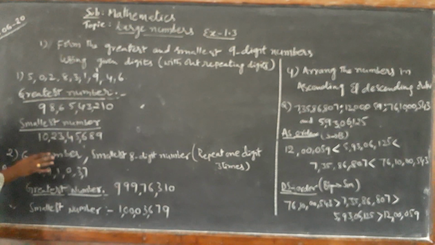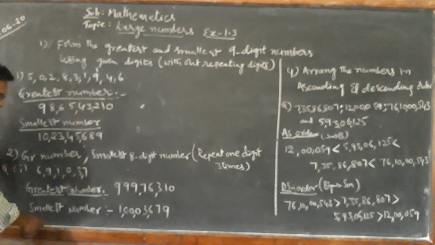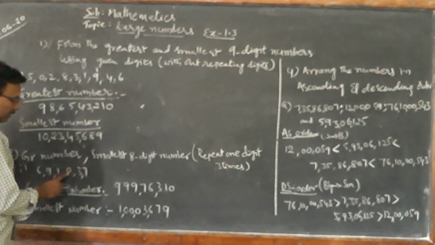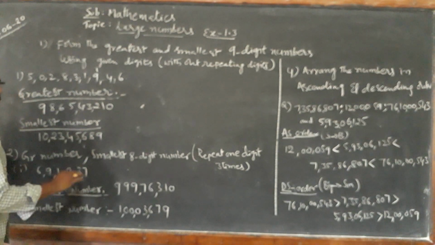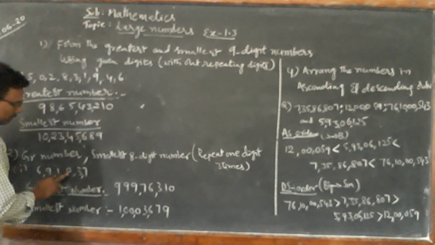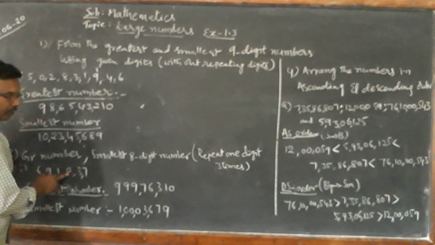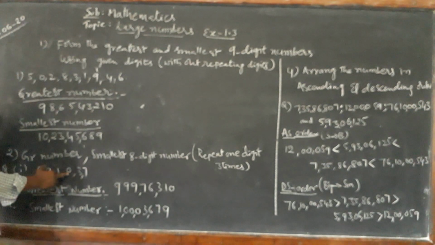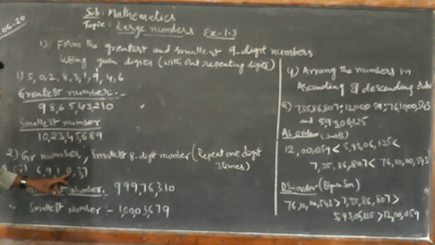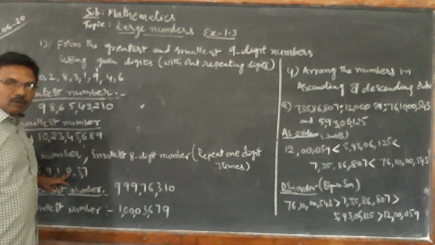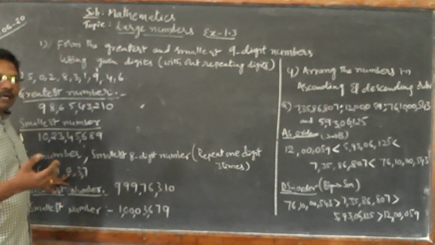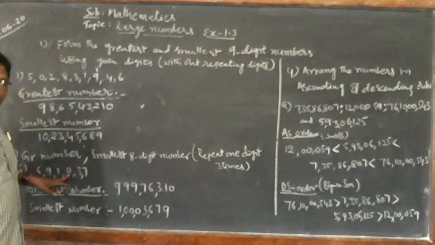Now next, similarly, to get the smallest number out of these digits. What is the least one here? To get the smallest number, start with the least number. What is the least one here? 0. Shall we start with 0? No, it's not possible. Any number should not start with 0. If you start with 0, it is not countable. So that is why don't start with 0.